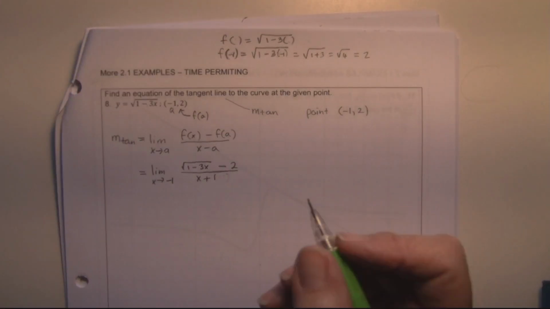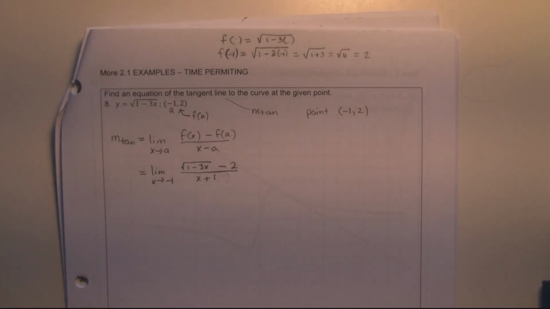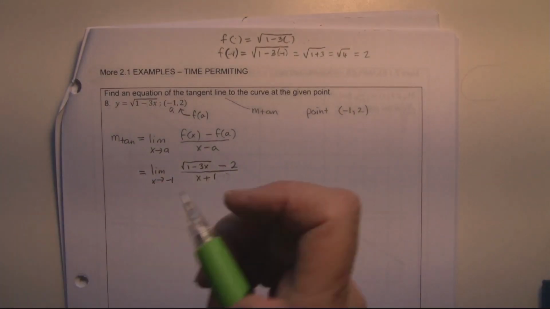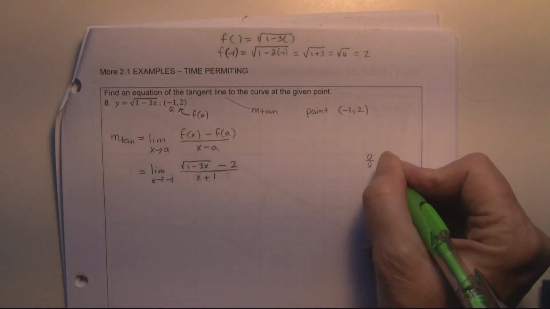Okay. So whenever you have 0 over 0 and you're finding a limit, that's what I have right now, right? I have 0 over 0, which is indeterminate.